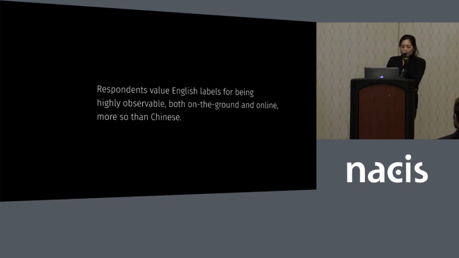Respondents with some English language abilities really liked English names for being understandable and pronounceable, but also, importantly, I think they really did value the labels for being highly observable, both on the ground and online, more so than Chinese. A lot of times people looked at the options and said that they thought it would be a lot easier for them to search for the English name versus the Chinese name, even if we had a Chinese name.